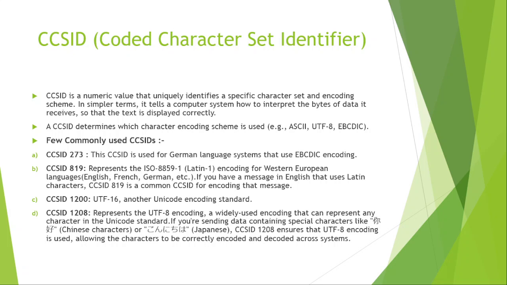So if you are thinking that my business is limited to languages that are under Latin, then you can use the encoding 819. Okay, so if you have a message in English that uses Latin characters, then 819 is the common CCSID for encoding that message. That's the same thing I have told. If you are thinking that my business is not going to use anything outside the Latin languages, then you can use 819. That is enough for the CCSID encoding.